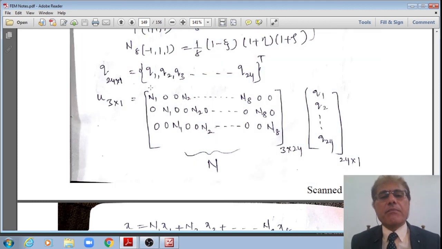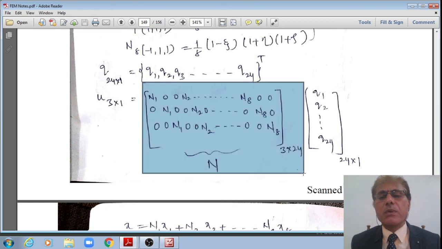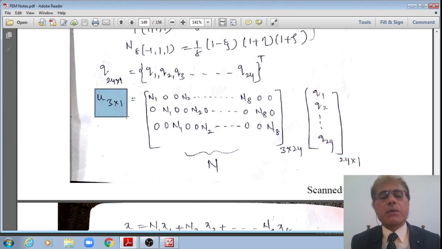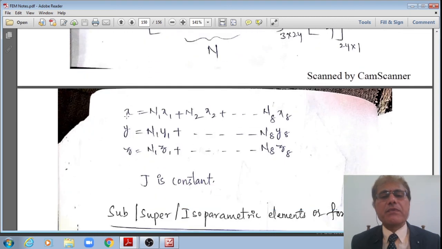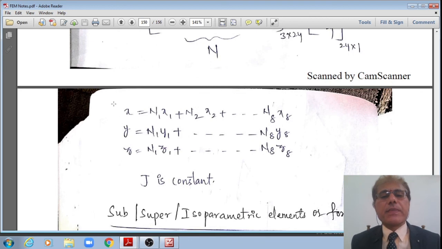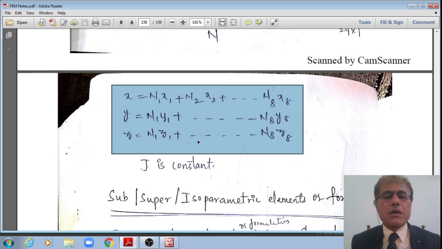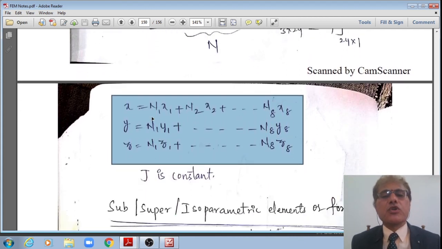Therefore this matrix is called the shape function matrix, denoted by N, which is a 3 by 24 matrix operated upon the nodal displacement vector 24 by 1. Then only it will give the displacement as a 3 by 1 vector. Once I do that, I can go for the next subheading, the isoparametric formulation: the same shape functions of the same order which were used to interpolate the displacements will also be used to interpolate the geometry.